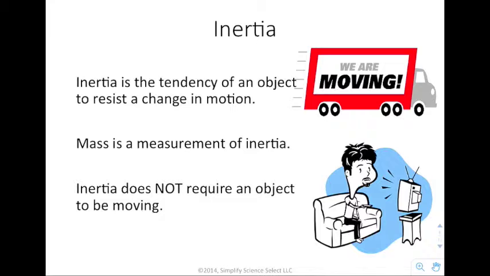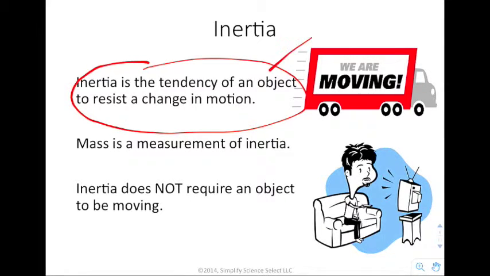Inertia, on the other hand, tends to be mixed up with momentum. Inertia is the tendency of an object to resist change in motion. Now, you may remember this when we talked about Newton's laws. The first one of Newton's laws was Newton's law of inertia. And because of that, it says objects in motion stay in motion and objects at rest stay at rest. Well, mass is actually a measurement of inertia.